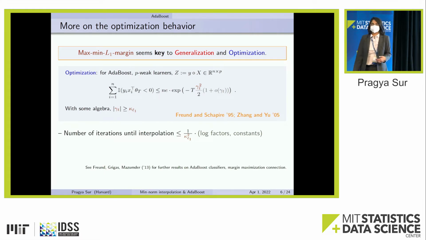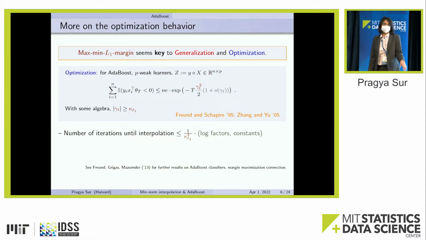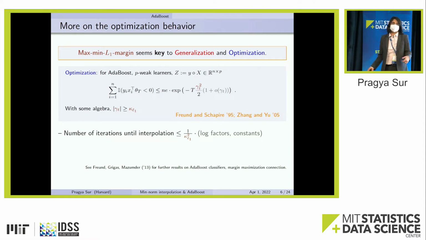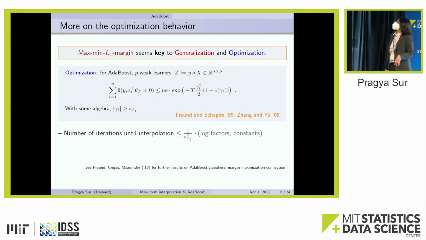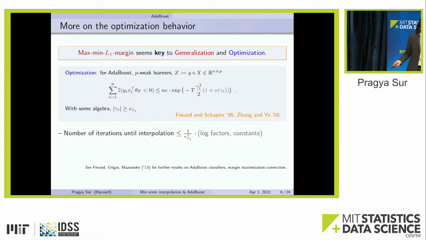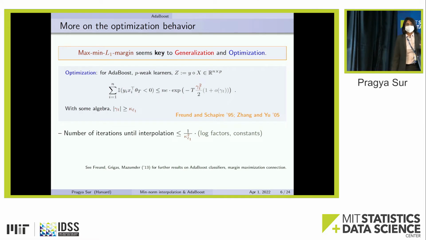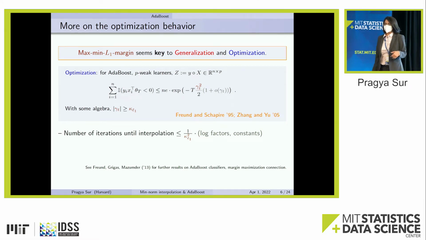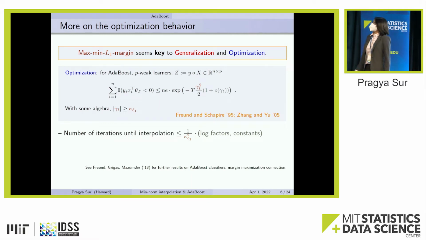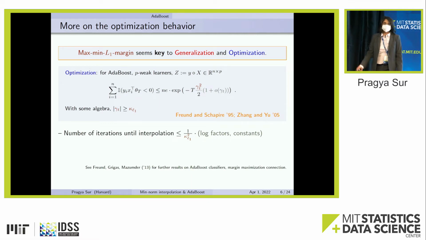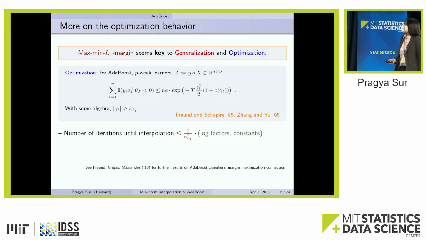For that, you might be interested in studying the optimization speed of the algorithm, or the number of steps it takes for the algorithm to achieve zero training error, questions of this form. In that context also, there are classical results due to Freund and Schapire and later Zhang and Yu, which tell us that if you want to study how long it takes for an algorithm of this sort to have zero training error, you can have upper bounds on the number of iterations using this max-min L1 margin. It shows up in the denominator, the square of the margin. And there are other factors which are not so important.